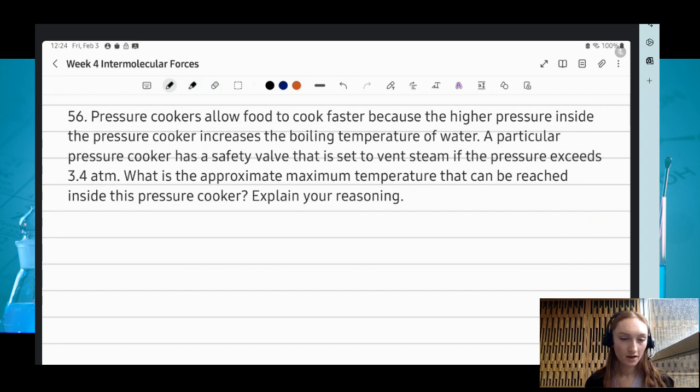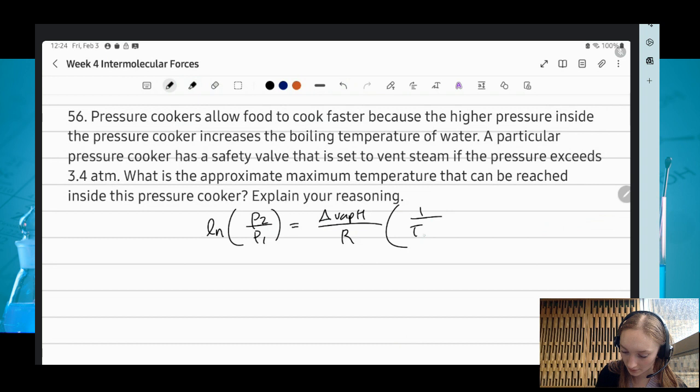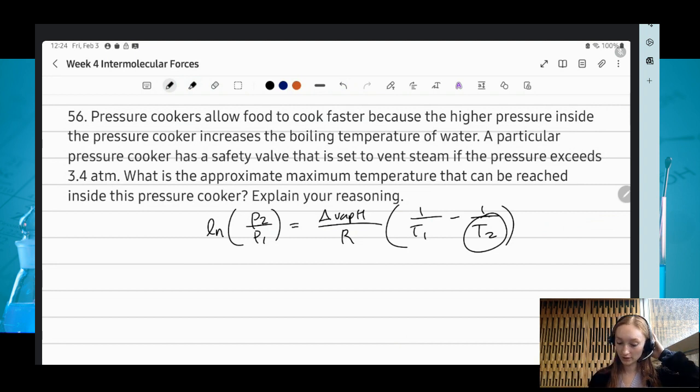Explain your reasoning. Okay, so for this problem, we are going to be using the equation natural log of P2 over P1, those are the pressure values, equals the change in vapor enthalpy divided by the R constant times the inverse of temperatures 1 and 2. So this is the equation that we're working with here, that we can plug in some values and see what the temperature 2, the maximum temperature it can be reached at, is.